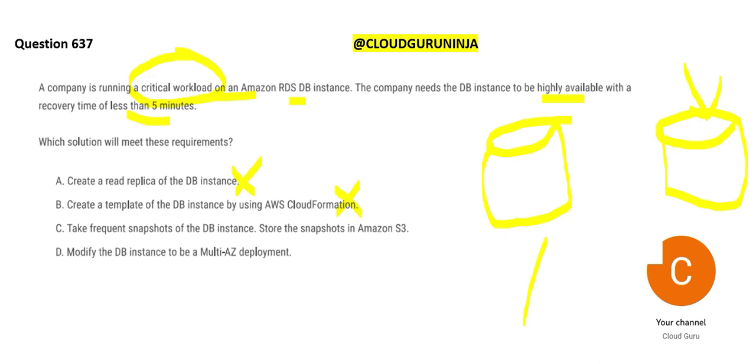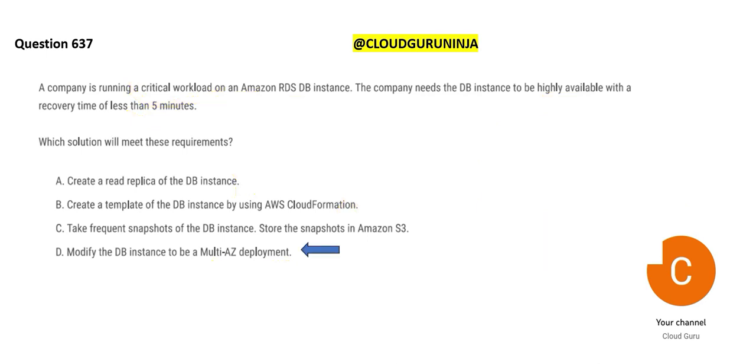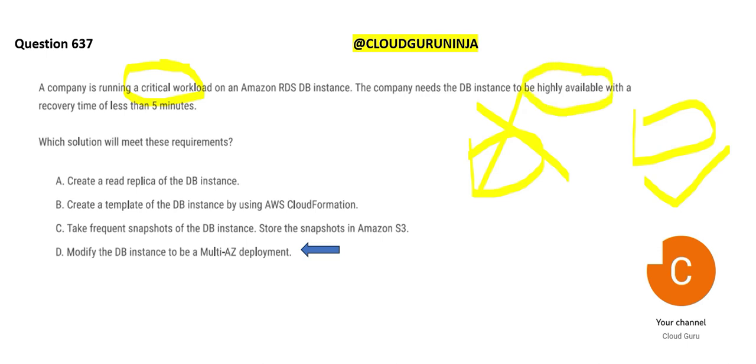Now in this case, it is a critical workload. That means you would not want to rely on one resource. That's why you would not rely on one AZ. You will do a multi-AZ deployment and that will solve your problem. So option D is our answer, because multi-AZ means you will have multiple availability zones. If one AZ goes down, this instance is still available and you can still keep running a critical workload, and this will be highly available.